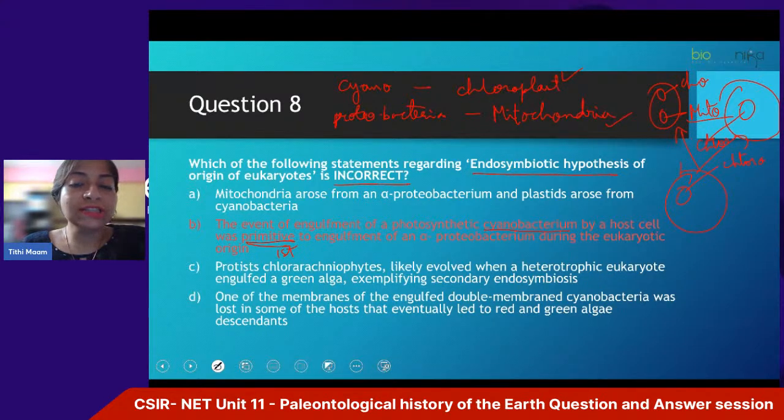No. The situation among eukaryotic cells is just the opposite: all eukaryotic cells have mitochondria, but only a special group, the plant cells, have the chloroplast. That means this statement is wrong. What is the order? The proteobacterium was first engulfed and then the cyanobacterium was engulfed. Does it make sense, everyone?